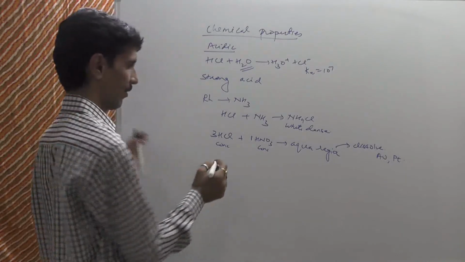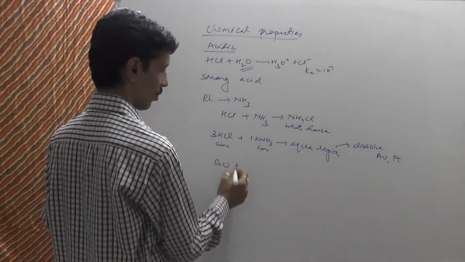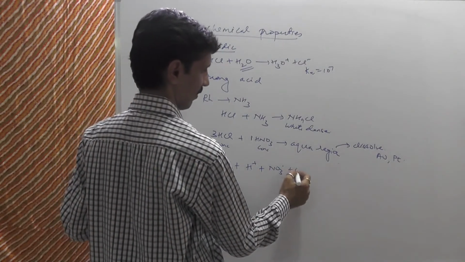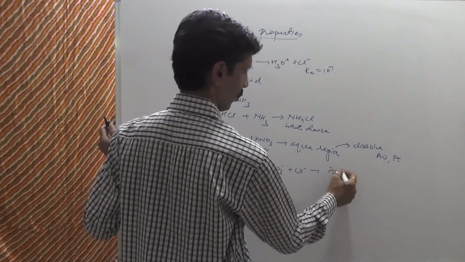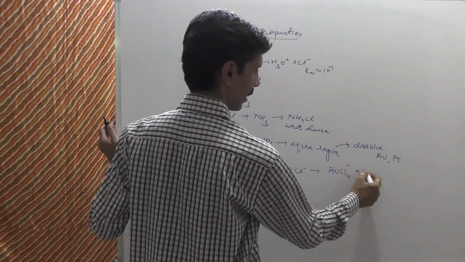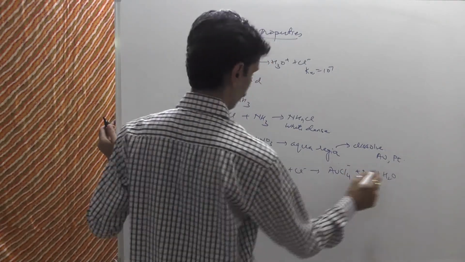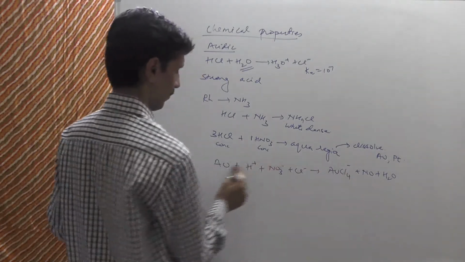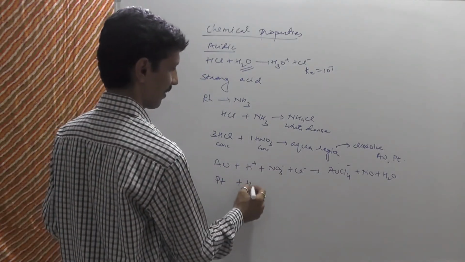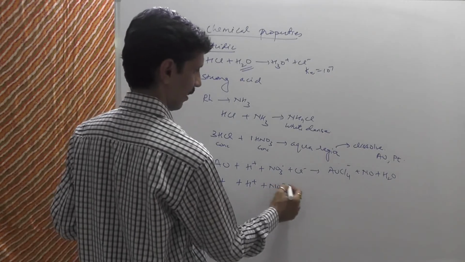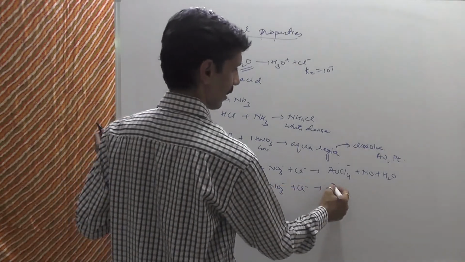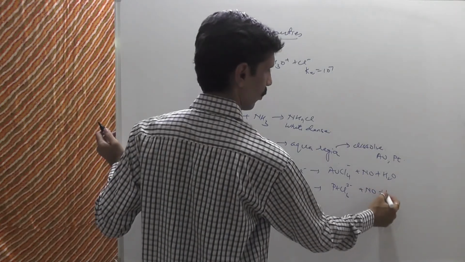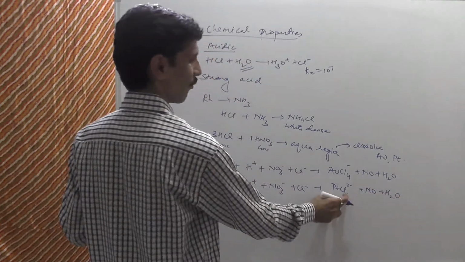The reaction I'll tell you how it is going to be, and that is when you talk about gold, H plus plus NO3 minus plus Cl minus, it gives you AuCl4 minus plus NO plus H2O. Okay, this is a yellow colored solution. Similarly, Pt plus H plus plus NO3 minus plus Cl minus gives you PtCl6 2 minus plus NO plus H2O. So this is also in the form of a solution.